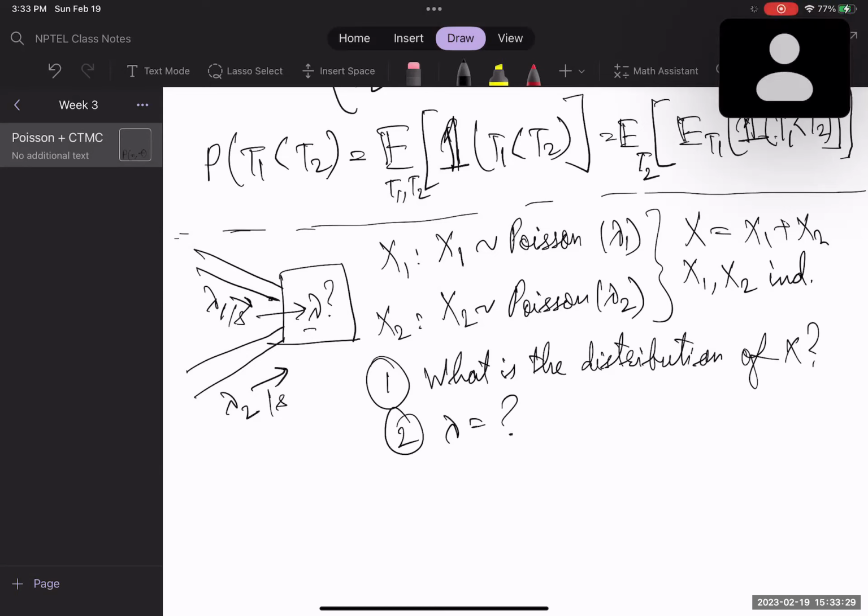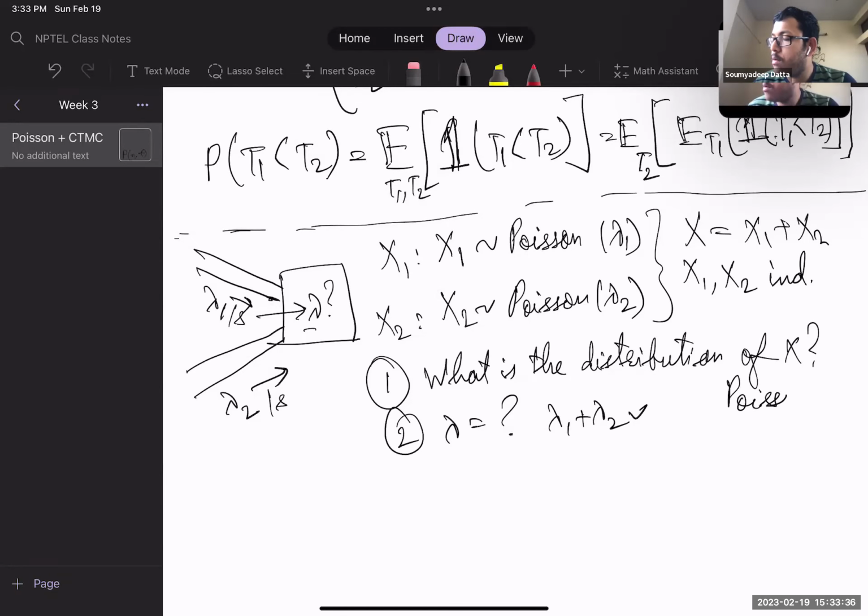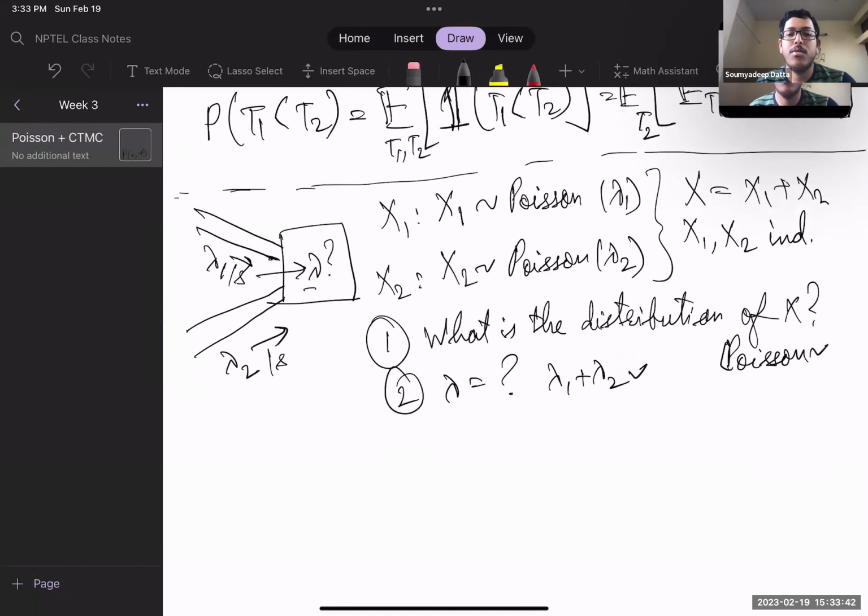Right, it's the sum of individual lambdas, lambda 1 plus lambda 2. Yes, this is also correct. But we need to prove these; we cannot just assert that this will be the case. This is an important property of Poisson processes: the sum will be Poisson. Cannot talk about the difference. So yes, this can be proved.